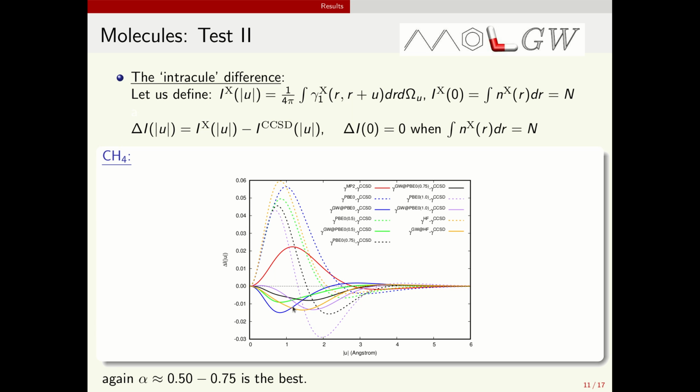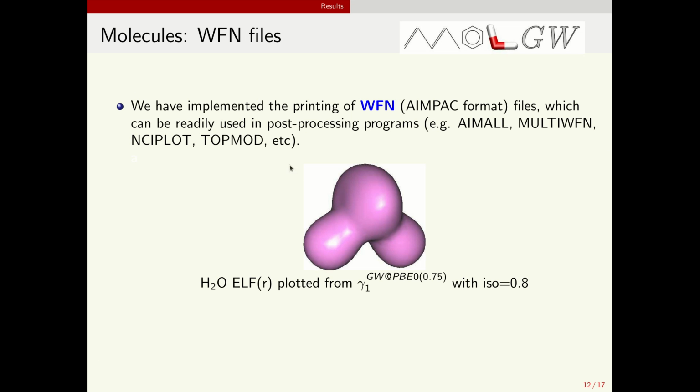Moreover, for this particular test, it turns out that our results are much better than the ones obtained with MP2. Again, a value of 0.5 to 0.75 for the starting point in the hybrid functional was found to be the best. So we have implemented the printing of WFN files in MoleGW, and now we have access to these newly improved density matrices that can be used in any post-processing program.